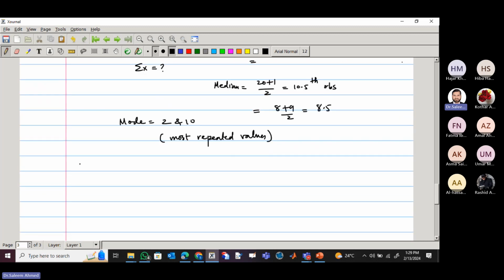Then range. Range is in lecture 4. So range is the highest value in the data set minus the smallest or lowest, largest, smallest, whatever you can write. So highest was 17, lowest was 1, so 16 is the range.